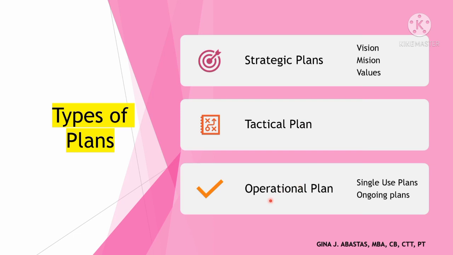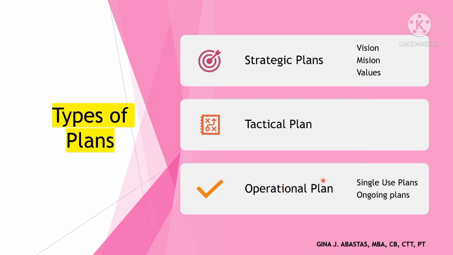Then we have the last one. We have the operational plan. So this operational plan describes the day-to-day running of the company. Okay, this charts out a roadmap to achieve the tactical goals within the time frame. So this plan is highly specific with an emphasis on short-term objectives. So creating the operational plan is a responsibility of the low-level managers and supervisors.